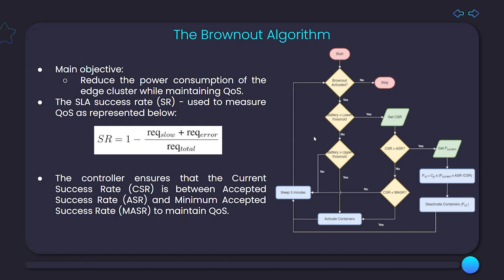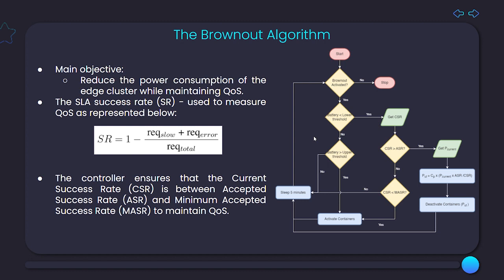If we move our attention towards the brownout algorithm, according to the flowchart, the brownout algorithm checks if it is activated. The activation is determined by the brownout activator component, which activates the brownout algorithm based on the battery percentage. If the battery percentage is below a threshold, it will activate the brownout algorithm to start saving energy. If not, it will stop running the brownout algorithm.